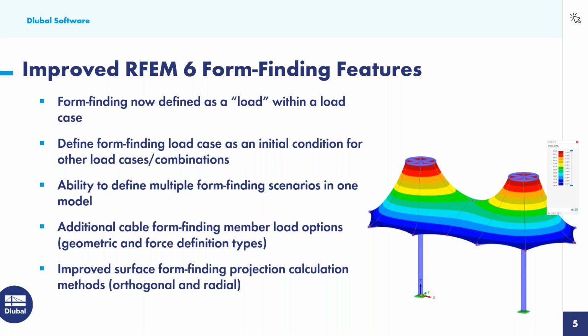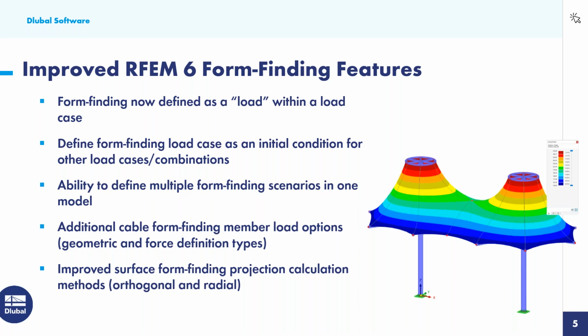We also now have the ability to define multiple form finding scenarios in one model. Again, previously in RFEM 5, we really only had one opportunity to define the form finding shape. And in RFEM 6, we'll notice in this first example how we have the ability to set up different shapes. So if we want to play around with the pre-stresses and explore the structure a bit further based on different pre-stress forces, then we can do so all within the same model now.